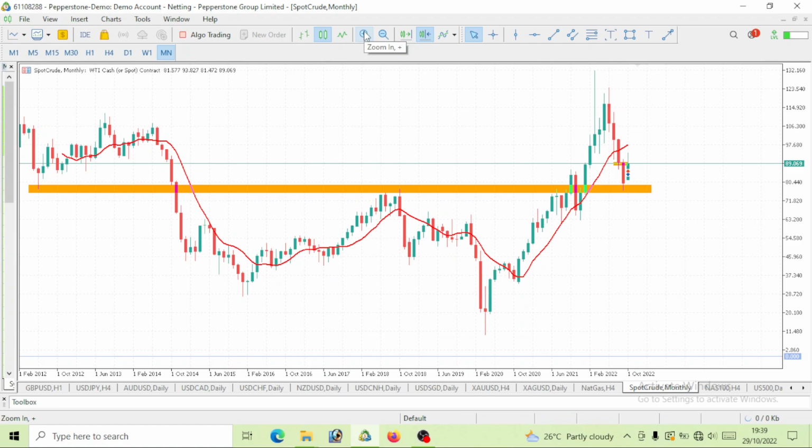Let's take a look at WTI crude oil for this week. We'll try to predict where this price will be moving for this week.